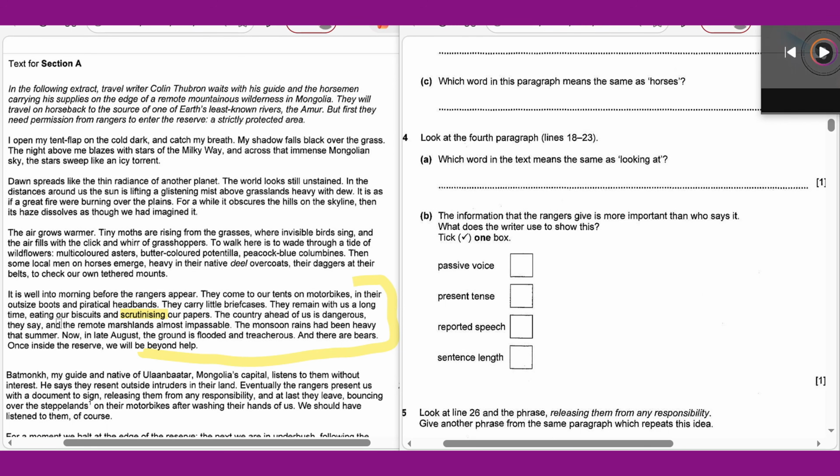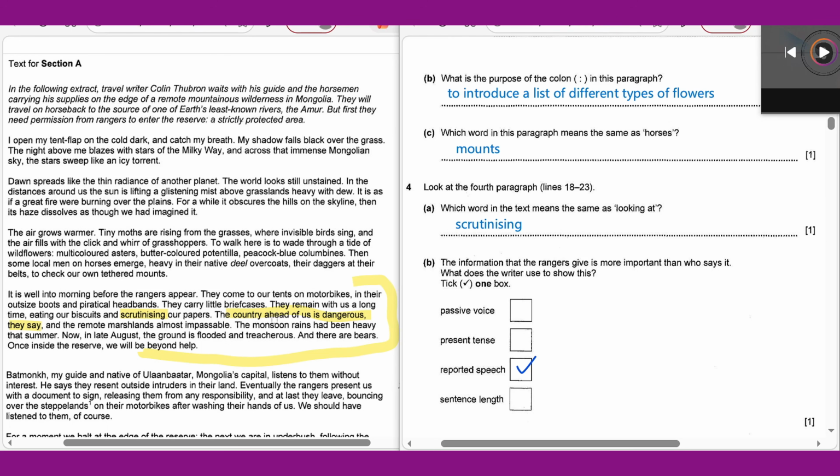Okay, got your answer guys? This is the clue. Okay, let's check out the answer. Well, it's reported speech. This is the reported speech. The country ahead of us is dangerous, they say. So this is the reported speech. And remote marshland, almost impassable.